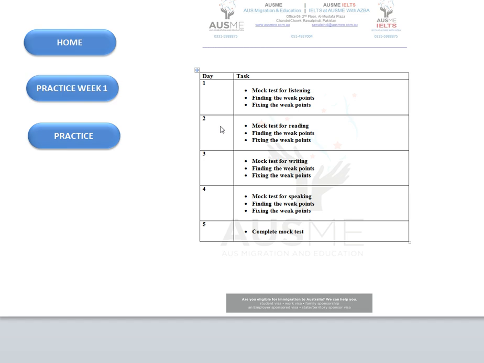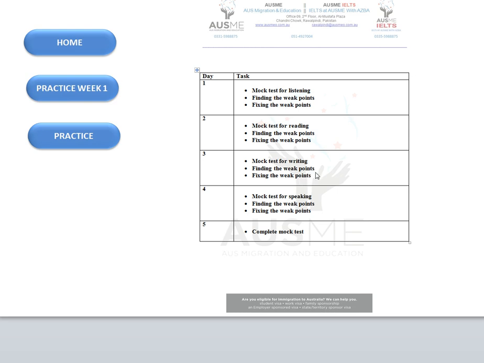Then for day 2, we'll do the same thing, except instead of listening we'll go for the reading test. And again, after the reading test, we'll try to find your weak points, so which type of questions you're weak at, and then we'll try to fix them. Then we'll move on to day 3. Day 3 will be the writing test. In the writing test, we'll have the mock test for the writing, and then we'll try to find your weak points again, where you're lacking, and then we'll try to fix them.